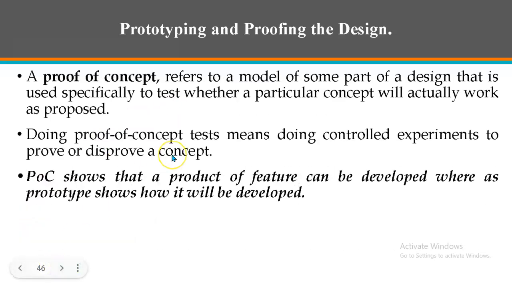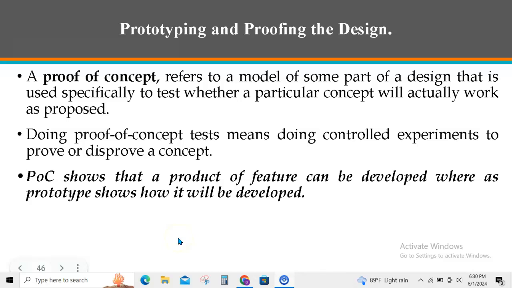Next is proof of concept, or POC. It is a model of some part of a design that can be used to test whether that concept will actually work or not. Proof of concept is about doing controlled experiments which should show whether a product or feature can be developed, whereas a prototype helps to show how it would be developed.